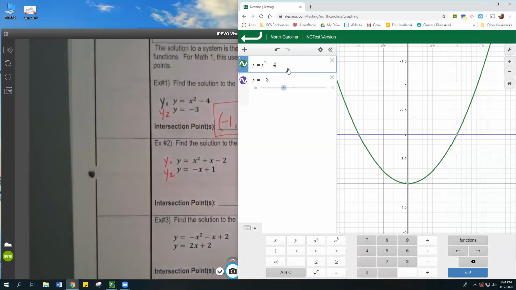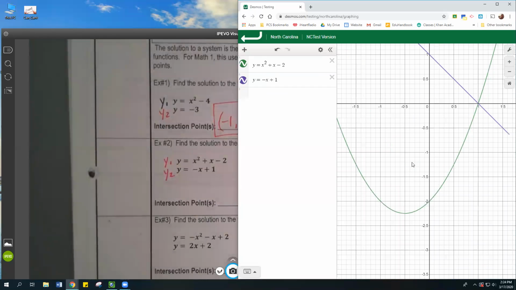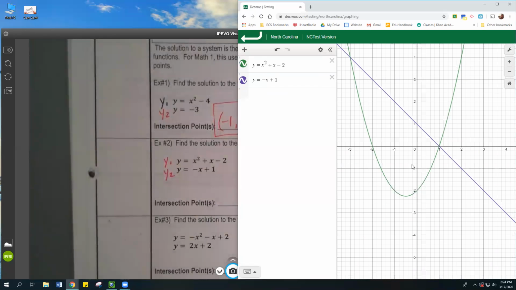So that first equation, you can just backtrack and leave in your y equals x squared. That'll be helpful to you. So y equals x squared plus x minus 2. And then this one, I'm going to leave in the y equals negative x plus 1. Because the graphs are different, you're just going to have to move them around a little bit. You can zoom in, you can zoom out.